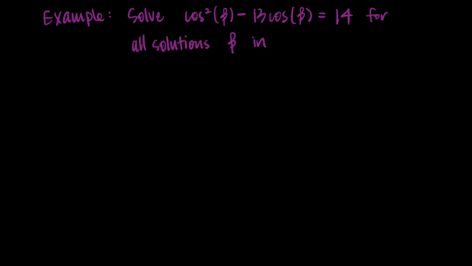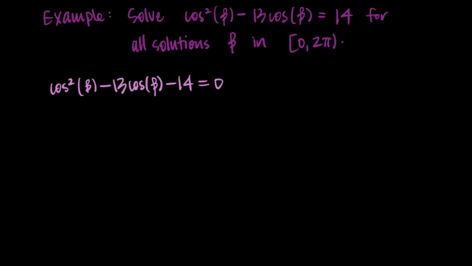Okay, so for our last example in this video, let's solve cosine squared of beta minus 13 cosine of beta equals 14 for all solutions beta in the interval from 0 to 2 pi. So as before, we're just finding the solutions in the first sweep of the unit circle. So all right, we're starting with our equation here, and I'm actually going to just move the 14 over to the other side so that we have equals 0.